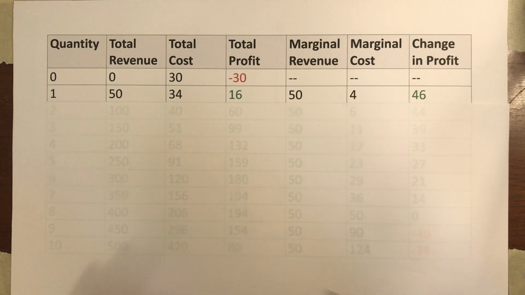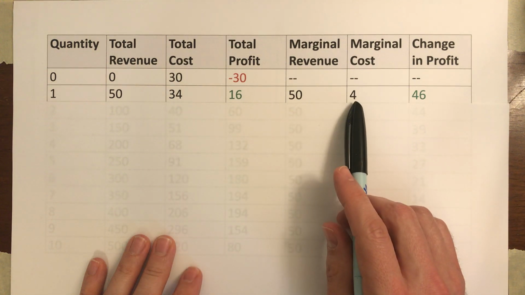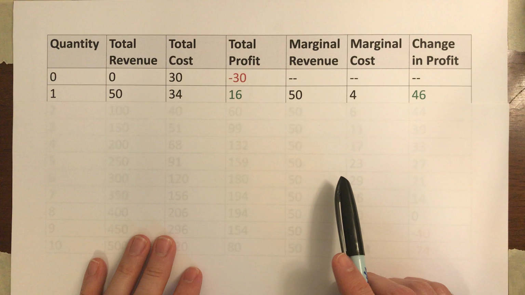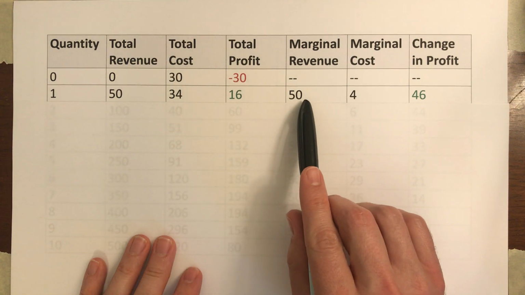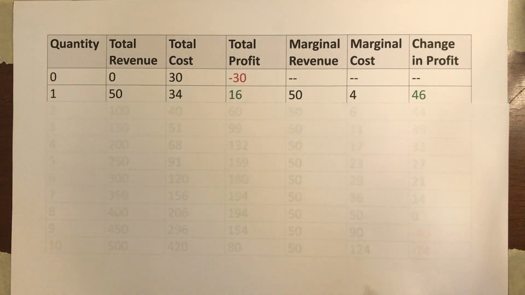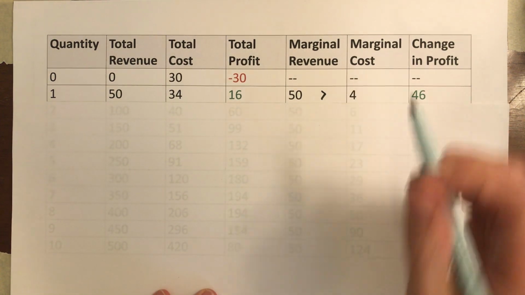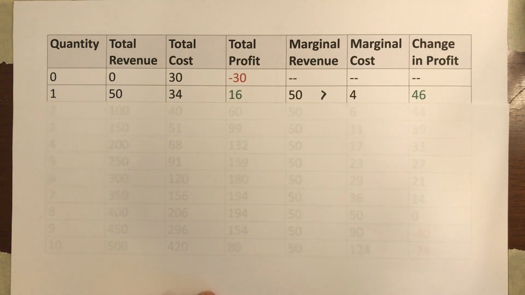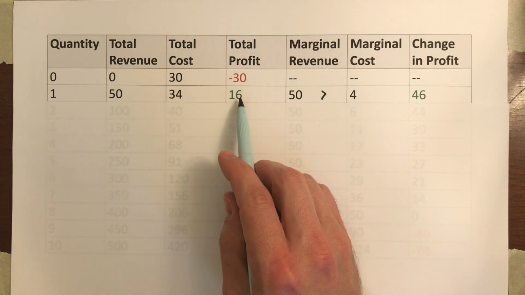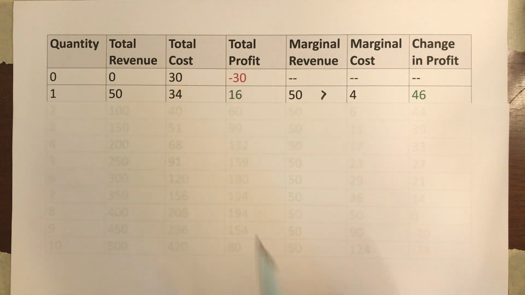What about this first unit? Do I want to produce it or not? And do I want to keep on producing? Well, notice that here the marginal revenue is $50. Marginal cost is $4. So the marginal revenue is greater than the marginal cost. Yes, I would want to produce that unit. And doing so would bring my total profit up from negative $30 to positive $16.